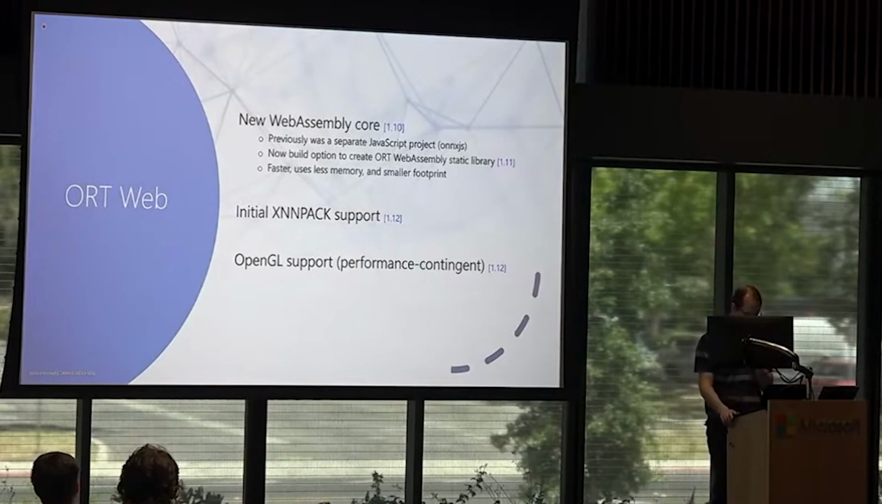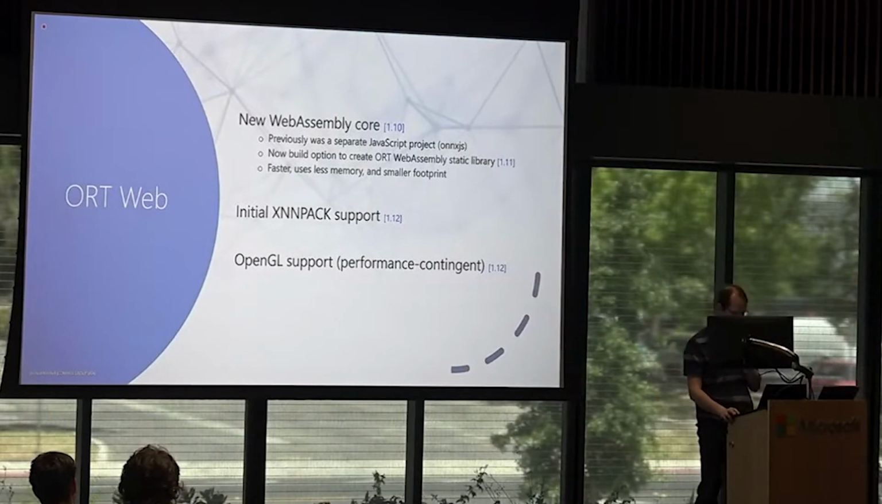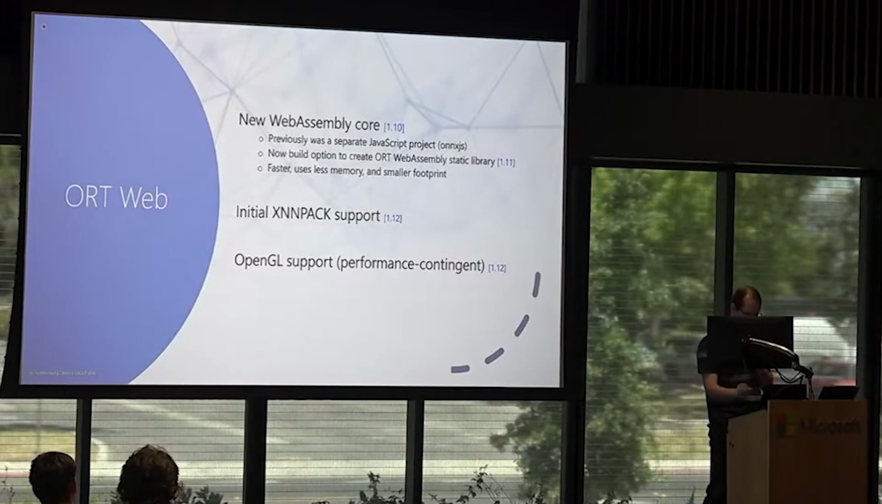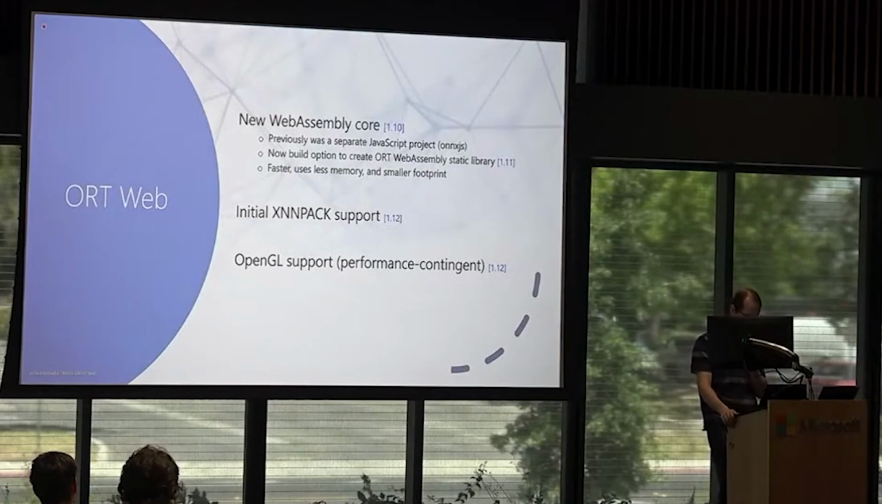Another big achievement for all of our JavaScript users is that we introduced a JavaScript library called ONNX Runtime Common, which has multiple backend implementations, Web, Node.js, and React Native, but one single common API. This allows the same JavaScript code to run on all the main web platforms. We also added XNNPACK library support, and if the performance is good enough, we'll have OpenGL support in the upcoming 1.12 release.